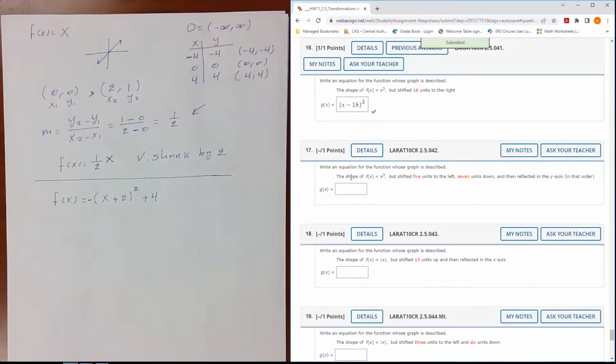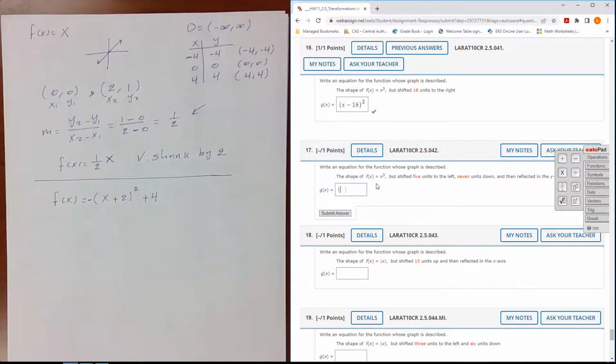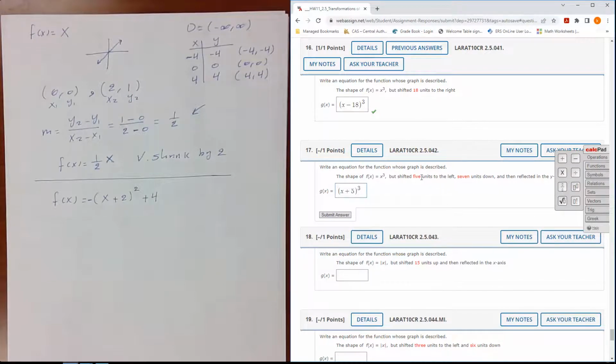Next example is going to be shift 5 units to the left. x cubed. So I'm going to put parentheses, x, 5 units to the left, so it's going to be plus 5. And I'm not going to forget the cube. But 7 units down, so it's going to be outside, minus 7 units down, and reflect over the y-axis. Reflect over the y-axis, so I'm just going to put the negative sign here.